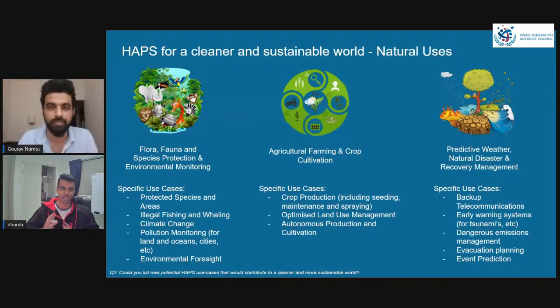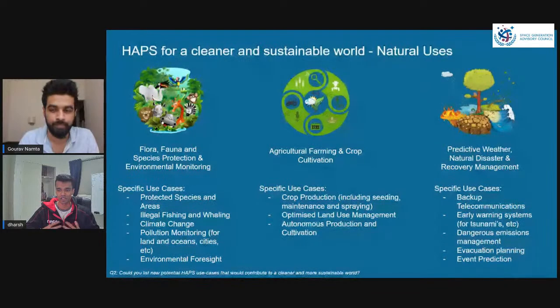But think about flora, fauna, and species protection. The world is trying to focus on climate change, so this issue is quite important for us, right? So understanding not just pollution levels, but also what's happening from an illegal fishing and whaling perspective, making sure that species that are meant to be protected or almost extinct are monitored and made sure that they can still exist.